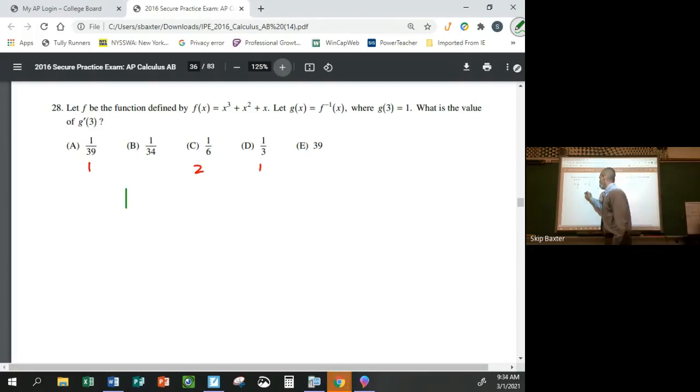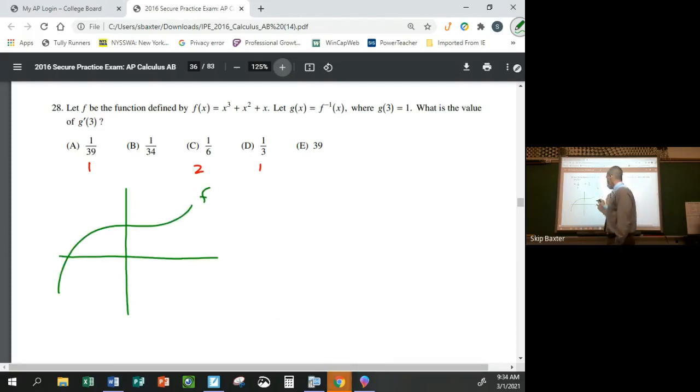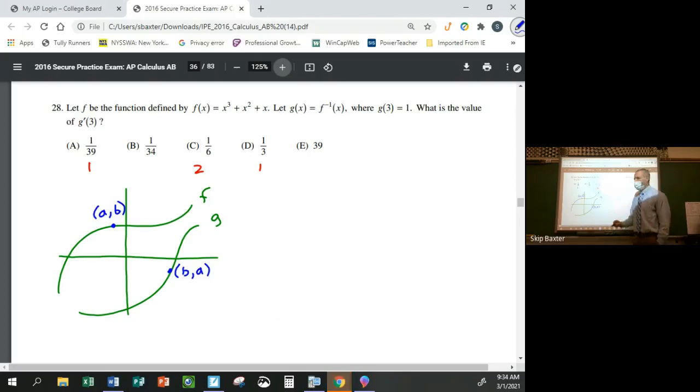Remember the concept is you have a function, f of x, and its inverse, g of x. Remember that if there's a point here whose coordinates are a, b, then there's a corresponding point here whose coordinates are b, a, right? And if you take the derivative at this point, it's the reciprocal of the derivative at this point.